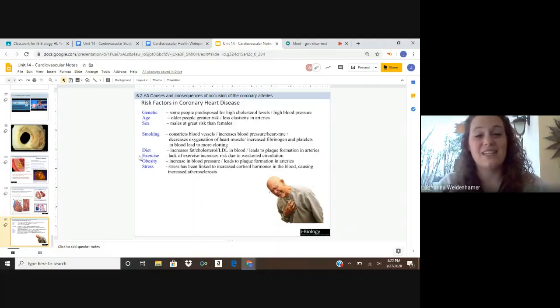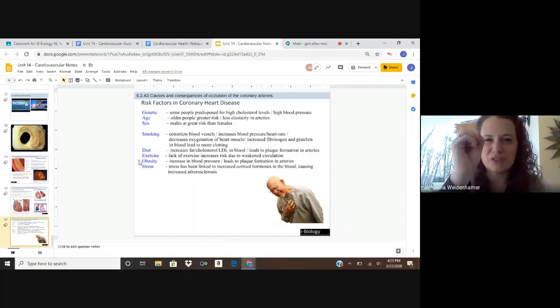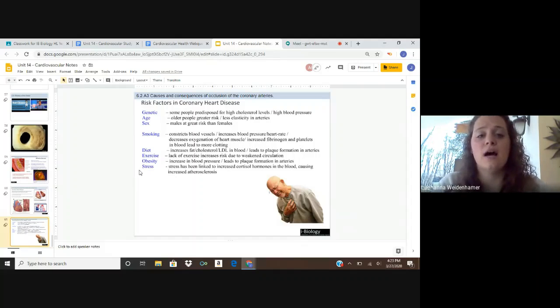Exercise: lack of exercise can increase the risk due to weakened circulation. Obesity can have a risk. It can increase blood pressure. It can lead to plaque formation. And again, that plaque formation in the walls of the artery restricts the blood vessel. And if it breaks, it could lead to a blood clot, which would totally block the pathway. And then last but not least, stress as well can have an impact on coronary heart disease. Stress can be linked to increased cortisol hormones in the blood, causing increased atherosclerosis. So here are just some risk factors in coronary heart disease.